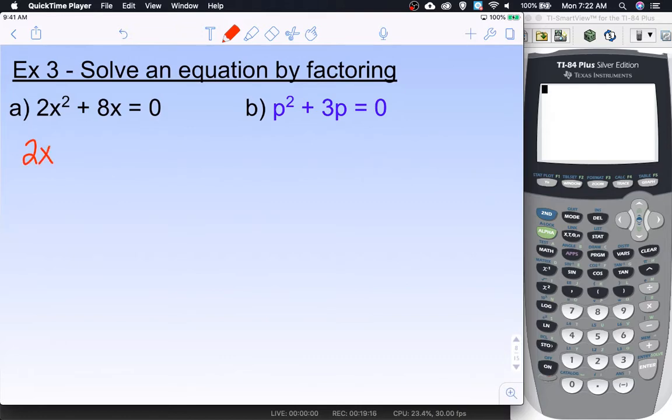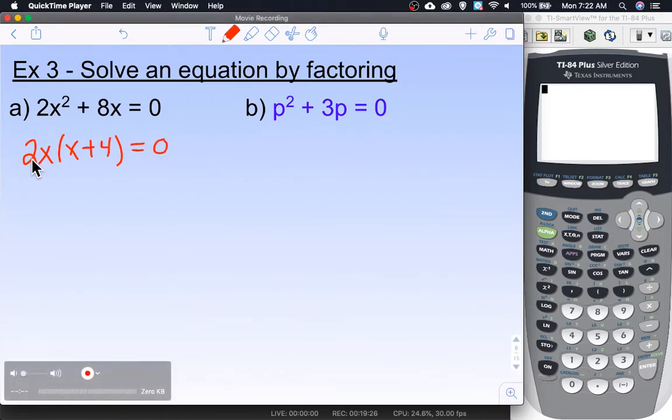And what would be left behind? Well, an x plus 4. Right? 2x times x is 2x squared. 2x times 4 is 8x. So this is the same factoring we were just doing in the previous problems. The 2x right here would be the greatest common factor. But I have two things, 2x times x plus 4, two things multiplied together that equals 0.